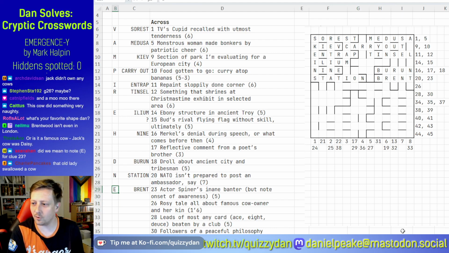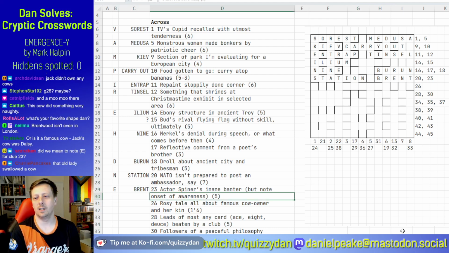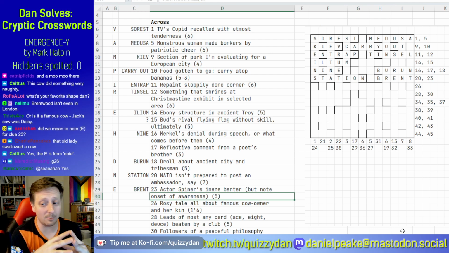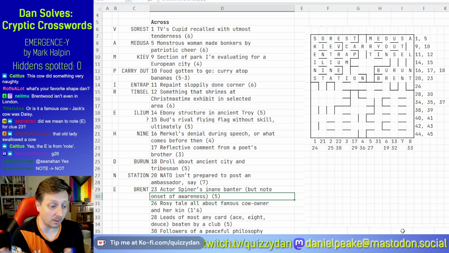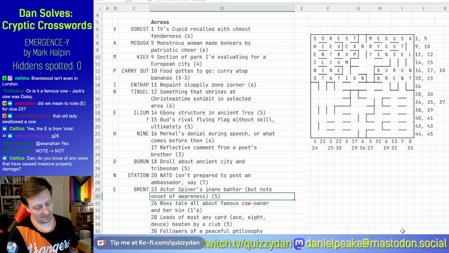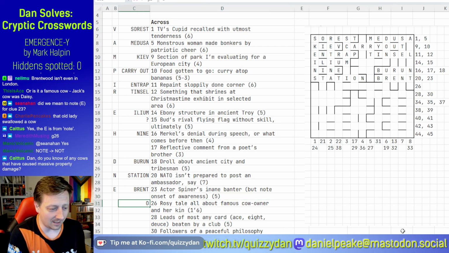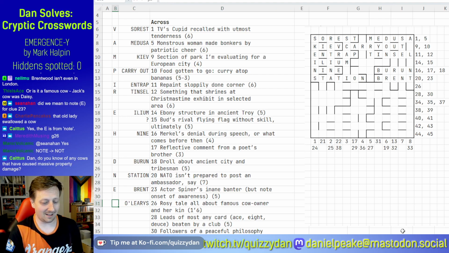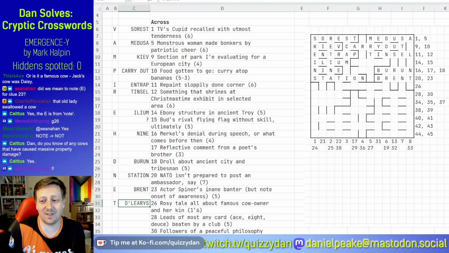we did E is for 23. The old lady who swallowed a cow, yes. Rosy tail all about. So anagram of rosy tail, but I'm going to be losing one of those letters. Say ale, rosy ale. And then anagram of rosy ale. And then, is there the O'Learys? That feels like it could be the O'Learys. If there wasn't a T there. It just feels like it would work.